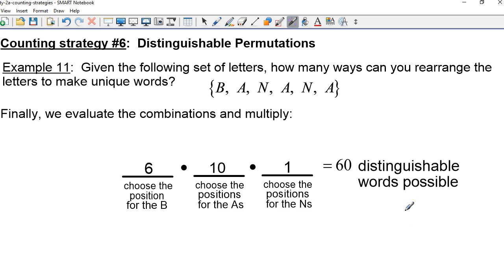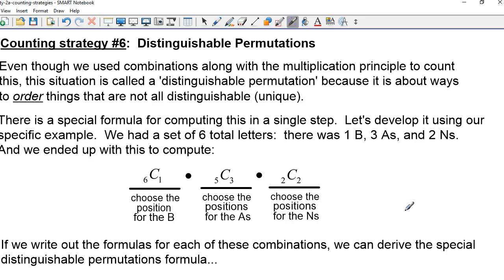And that's a perfectly good way to do this problem using the strategies we have. Even though we use combinations along with multiplication principles to count, this situation is actually called a distinguishable permutation problem, because it's about the number of ways to order things which are not all distinguishable. So there is actually a special formula for computing this in a single step. Let's develop it using the example we just did.